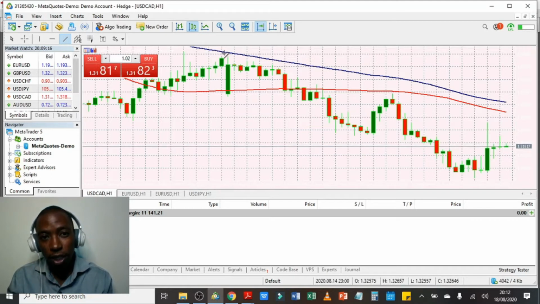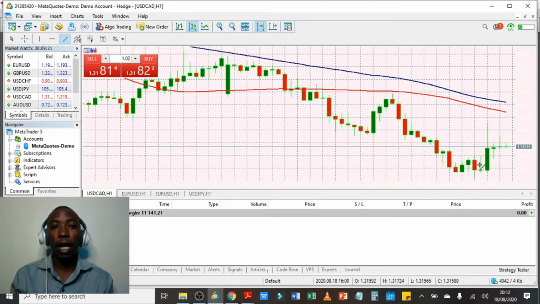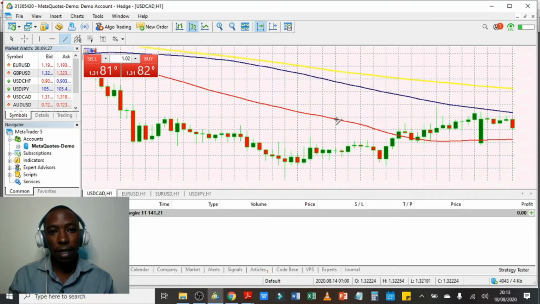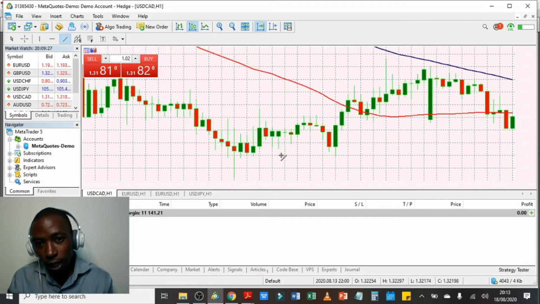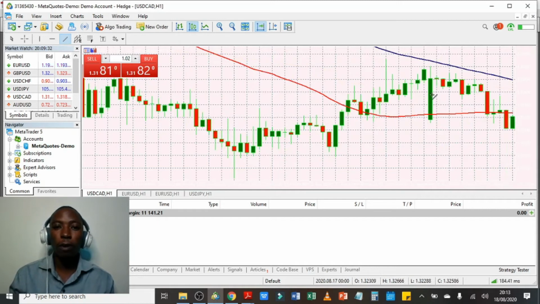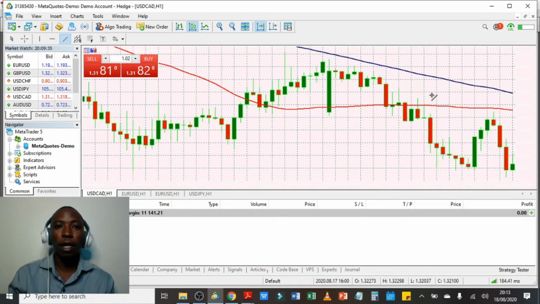As you can see in the chart, this market is trending downwards. We form what we call a descending trend line. It's sloping downwards, and then when the market is trending upwards, for instance in this case from here to here, then we form what we call an uptrending trend line.